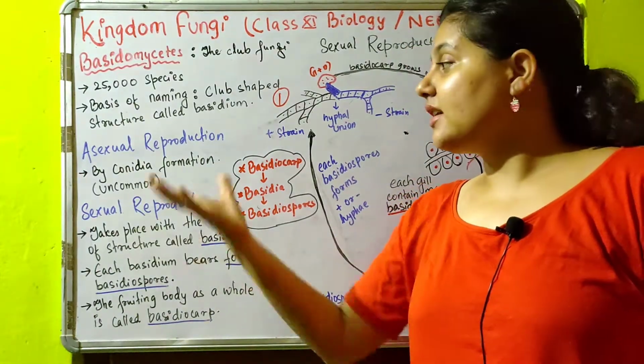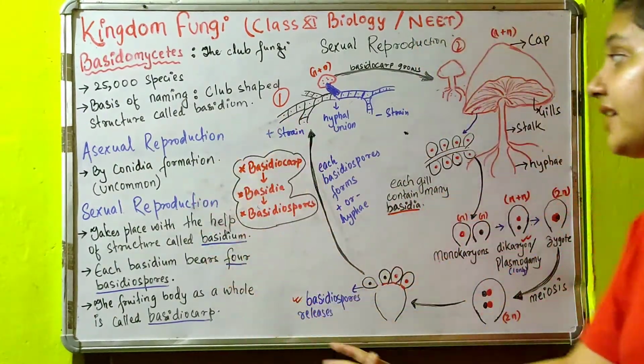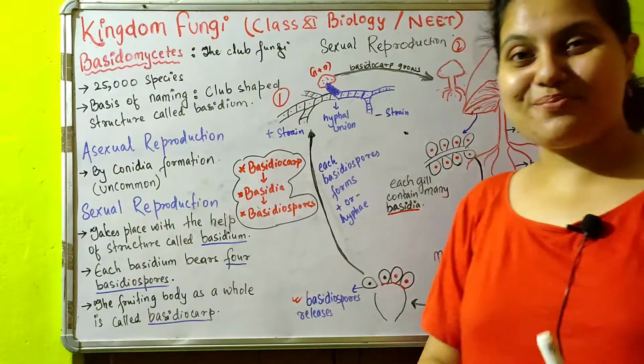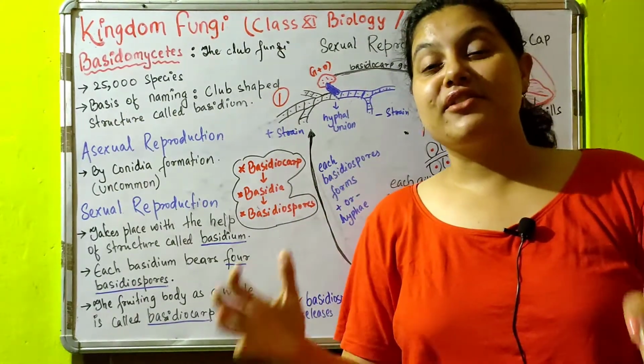In this kind of fungi, asexual reproduction is uncommon, but sexual reproduction is more widespread.